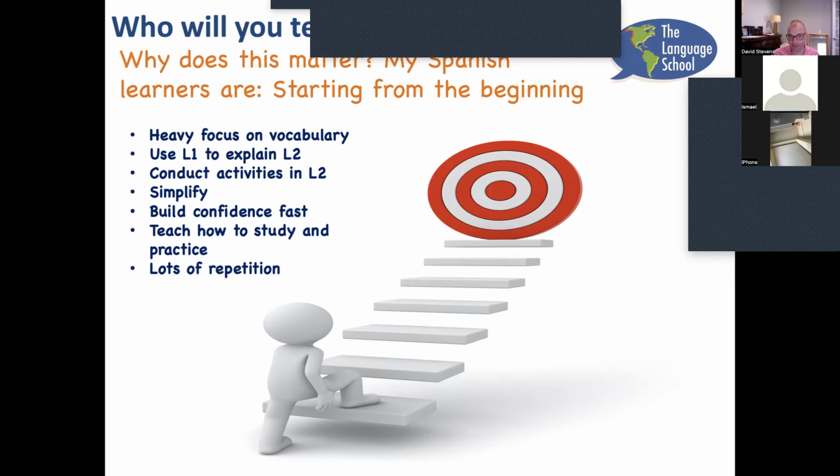I also try to simplify everything, right? I actually try to avoid grammar. If I have to teach some type of grammatical structure or something like that, I really break it down to the simplest form possible so that my students can take baby steps into it.